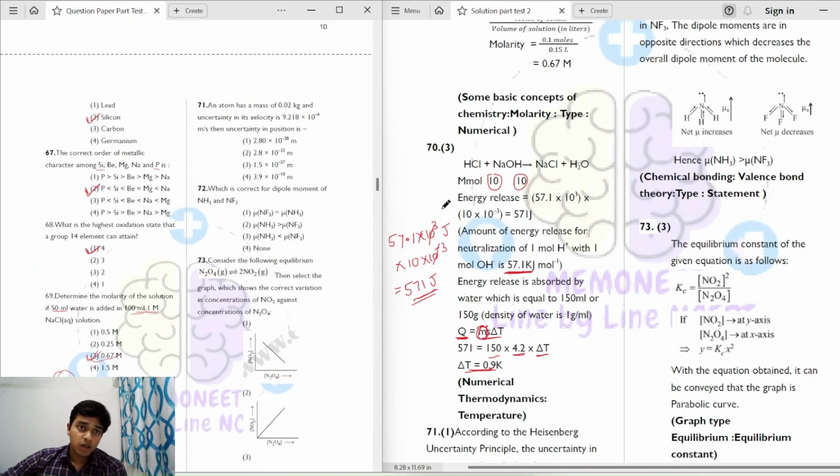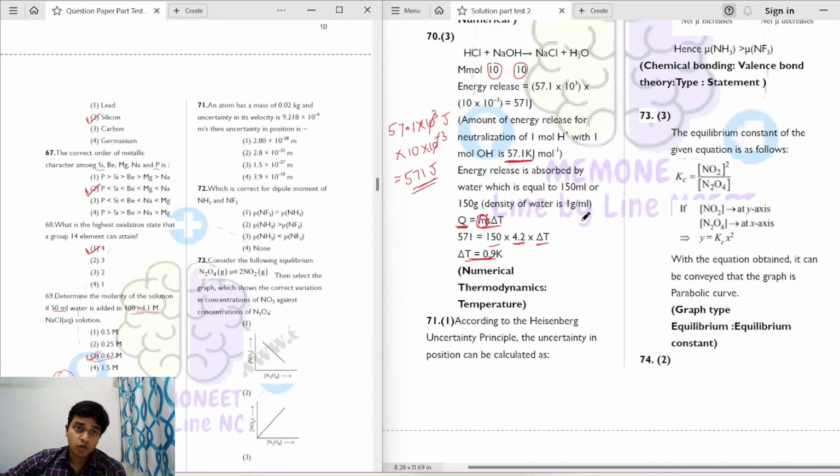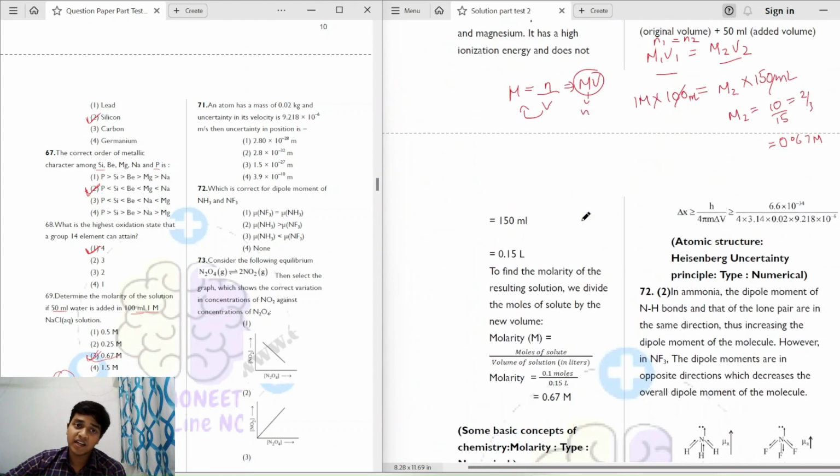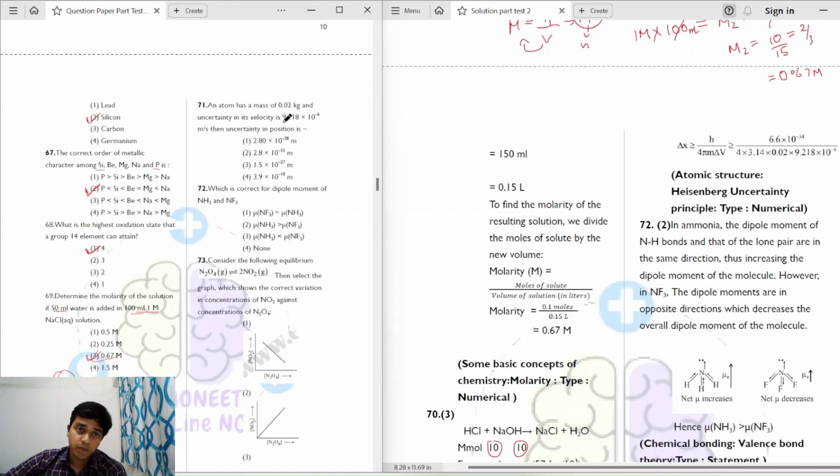Moving on to the next question, the question says an atom has a mass of 0.02 kg and uncertainty in its velocity is 9.218 multiplied by 10 to the power minus 6 meter per second. So the uncertainty in position will be. So we know from the Heisenberg uncertainty principle that del x multiplied by del p, which is the uncertainty in position multiplied by uncertainty in the momentum, is greater than or equal to h divided by 4 pi, right? So we have to find out the uncertainty in position.